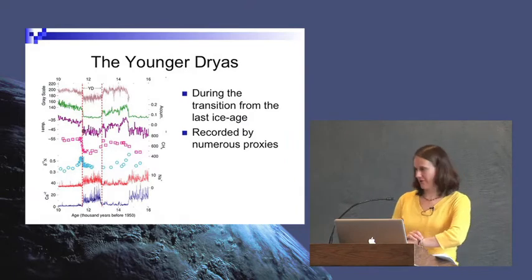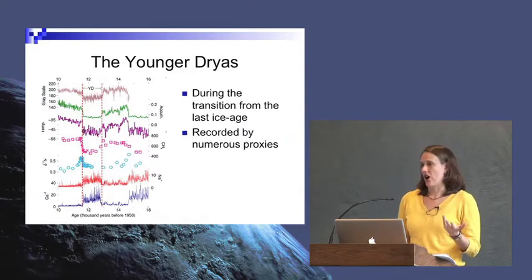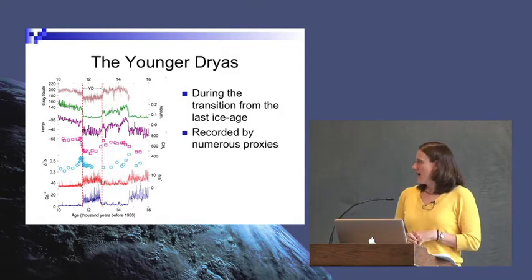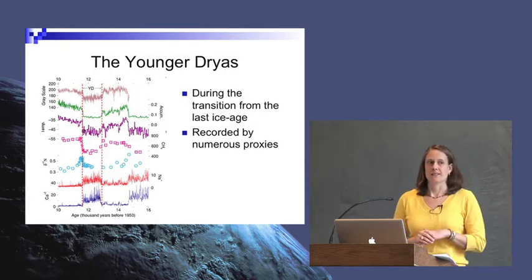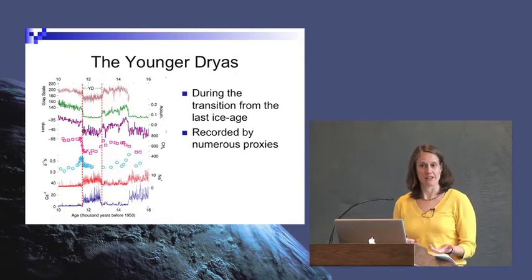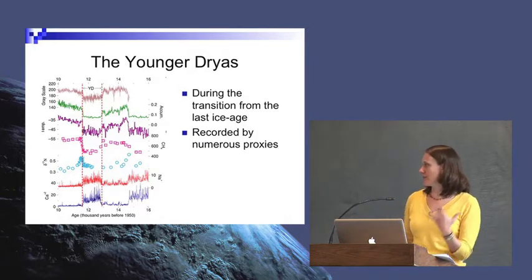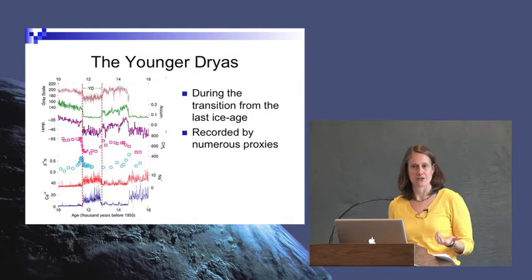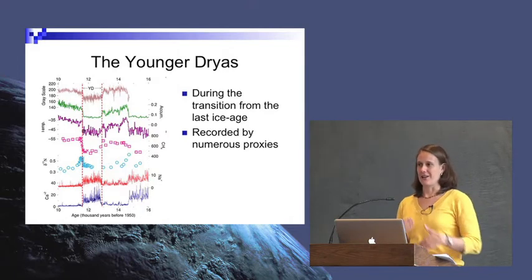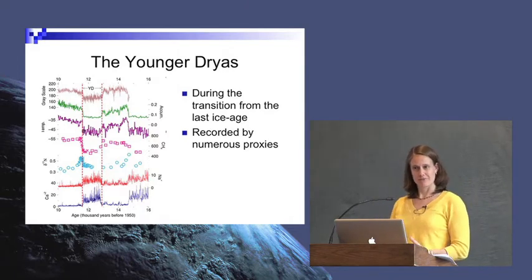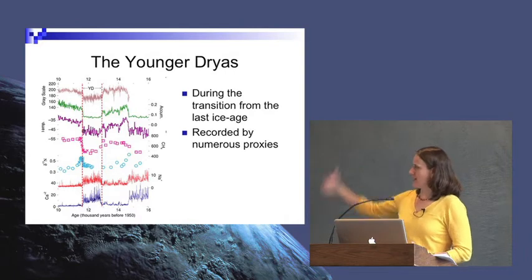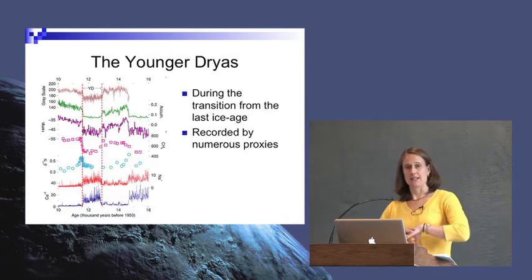Then another example, and I'll try to speed up through these, is the Younger Dryas. This is probably one of the classic abrupt climate change examples, and it's been recorded by numerous proxies. The hypothesized cause is a slowdown of the thermohaline circulation. This was during the deglaciation between about 13 and 11,000 years ago. You're adding a lot of fresh water to the North Atlantic, freshening this area, causing the global thermohaline circulation to slow down. You get this abrupt event where it cools, and like I said, it's seen in a lot of records.